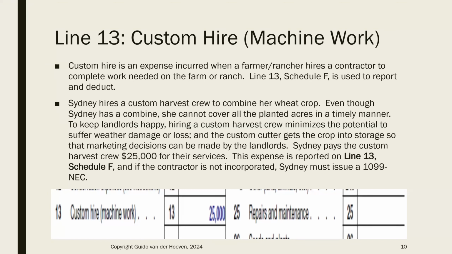And assuming that the contractor is not incorporated, then she's going to have to issue a 1099-NEC because it was, number one, in excess of $600, and number two, it's an unincorporated business entity. It could be an LLC, it could be a partnership, or it could be another individual that has this as their business.